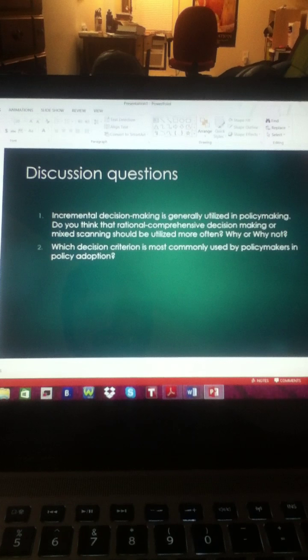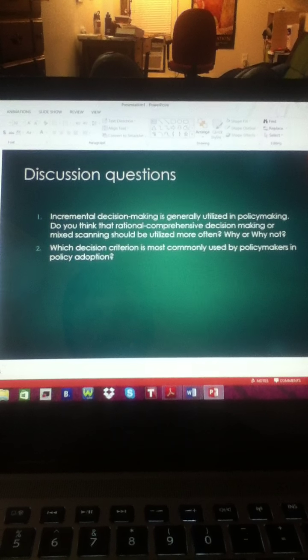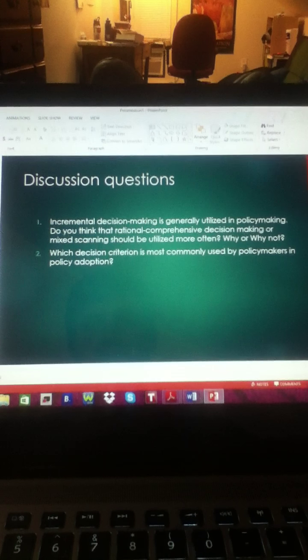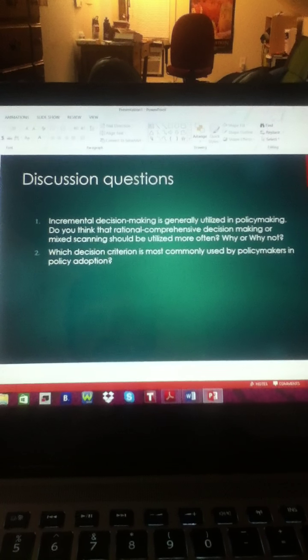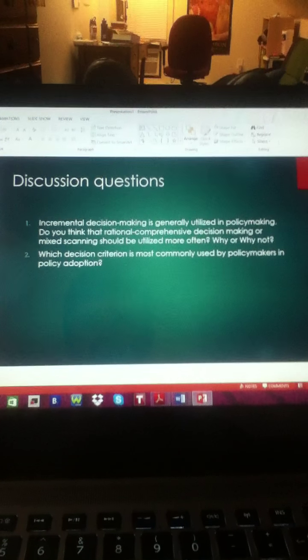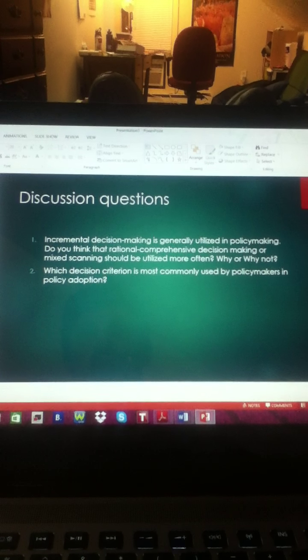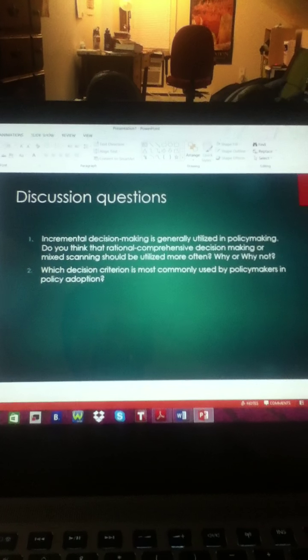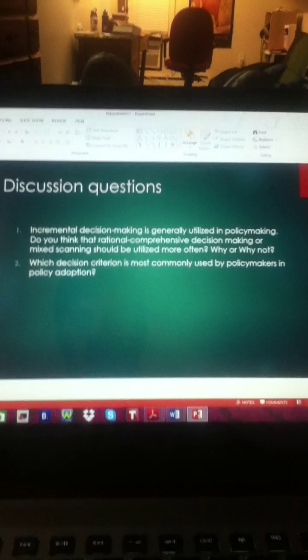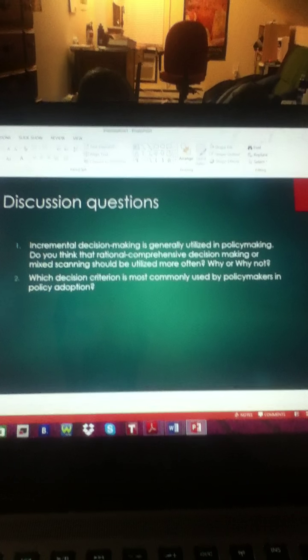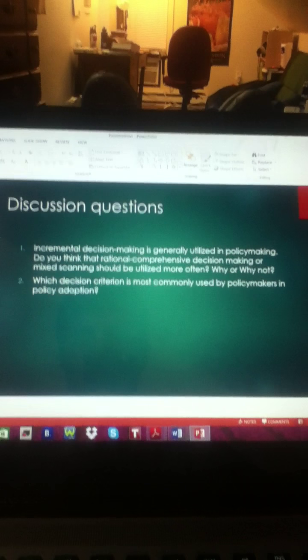Some questions for discussion include: Incremental decision making is generally utilized in policy making. Do you think that rational, comprehensive decision making or mixed scanning should be utilized more often? Why or why not? And which decision criterion is most commonly used by policymakers in policy adoption?